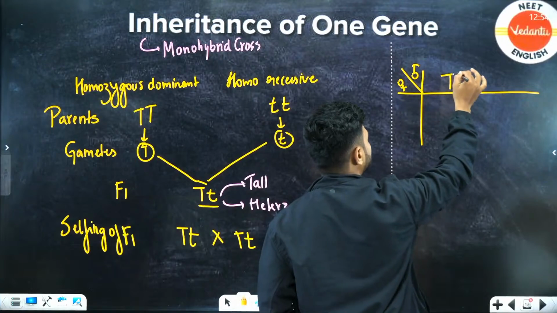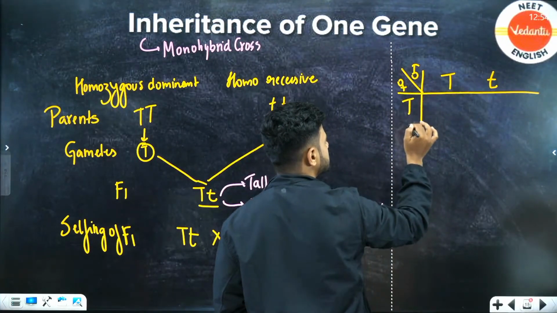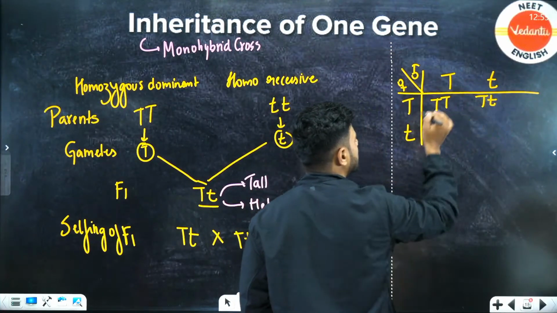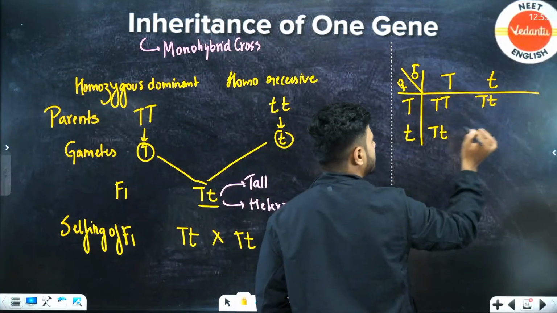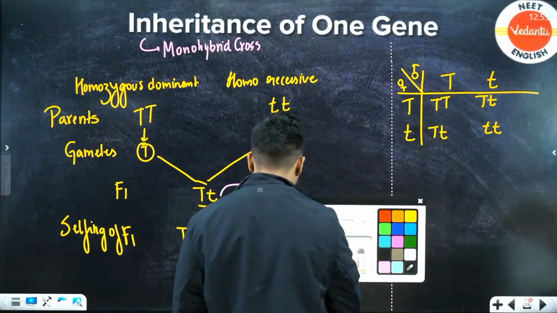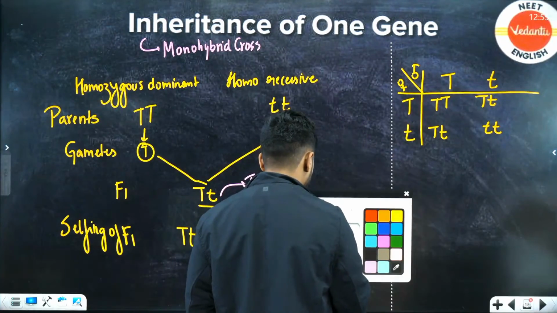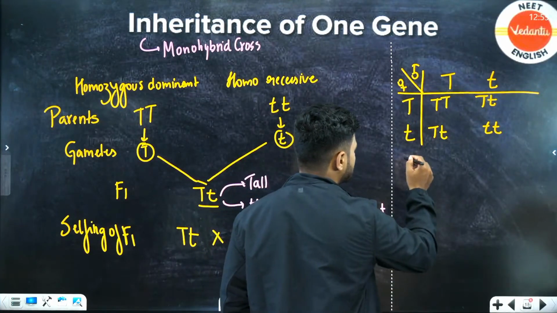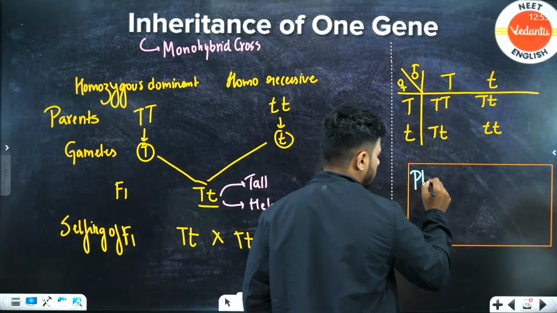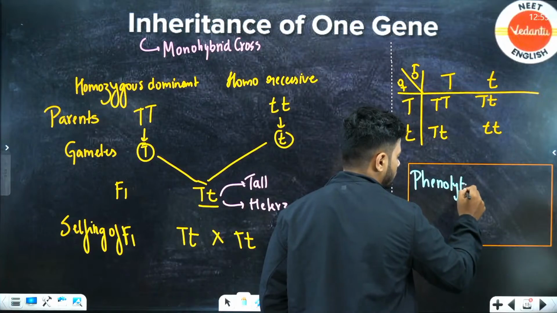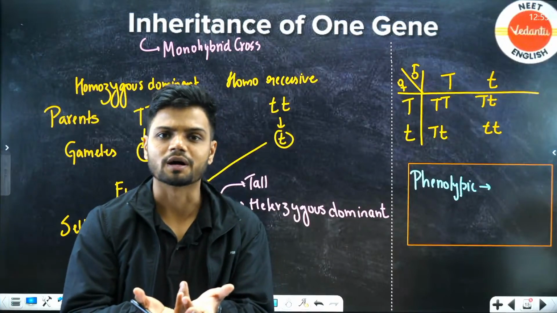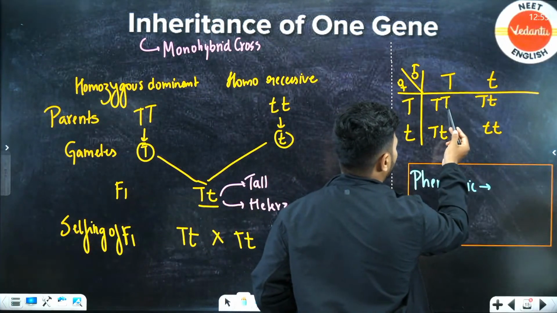Now, what are the gametes? Capital T, small t, capital T, small t. Now, what do we get here? Homozygous dominant, heterozygous dominant, heterozygous dominant, and homozygous recessive. Now, students, I want you to tell me the phenotypic ratio as well as the genotypic ratio. First we'll write the phenotypic ratio. Phenotypic ratio means if you look at the plant, you should be able to tell how the plant is from the outside. For example, here we have tall, tall, tall.